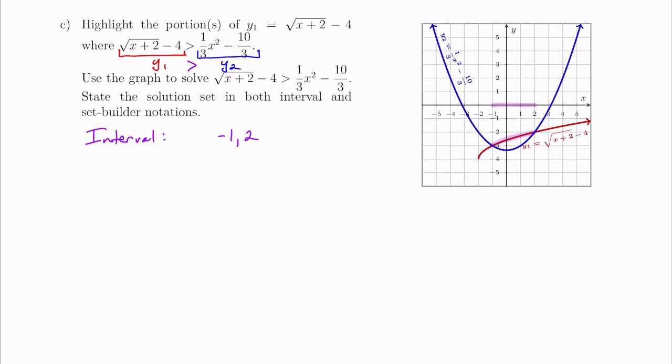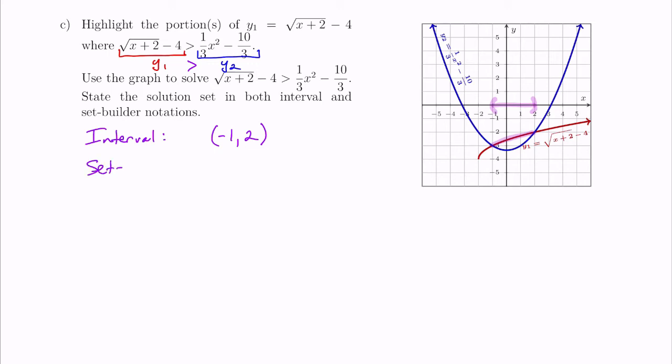But what we also need to include in this interval notation is whether -1 or 2 themselves are solutions for the inequality. Given that our inequality is strictly greater than, we need the red graph to be strictly above the blue graph, and at x equal to -1 or x equal to 2, the two graphs are intersecting, so we do not want to include -1 or 2 as solutions for this inequality. So for the interval notation, we would put parentheses at -1 and parentheses at 2. So to fully state that, the solution set for this inequality in interval notation would be the interval from -1 to 2, not including the -1 and not including the 2.